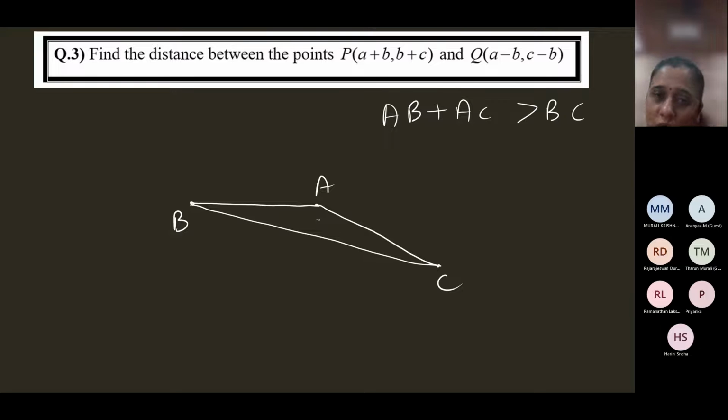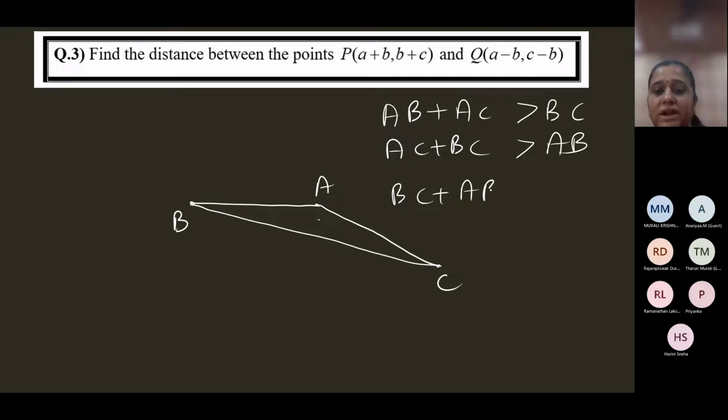So when the 3 points are not collinear, that means a triangle is formed. So there you will see that AB plus AC will be greater than BC, AC plus BC will be greater than AB, and BC plus AB will be greater than AC. The sum of any two line segments will always be greater than the third one.